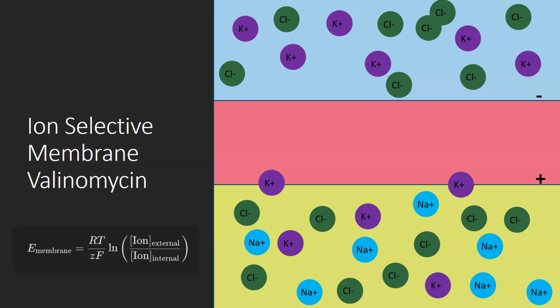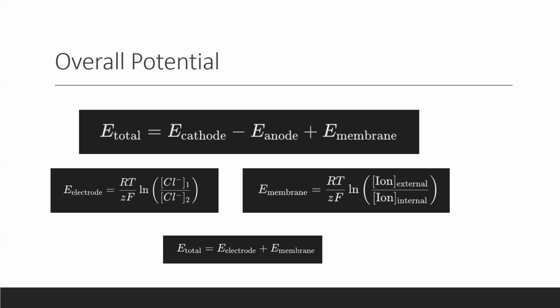Now, the membrane potential is defined by the relative concentrations of potassium on either side, again defined by the Nernst equation. Again, if you know the internal solution potassium concentration, you could calculate the sample concentration knowing the potential of the membrane. So the overall potential is the E cathode minus the E anode, which gives you the internal electrode potentials, and then adding the membrane potential. And we've said that the potential between the electrodes is defined by the chloride concentrations, and then whichever ion your membrane is selective for will determine the ion selective membrane potential.